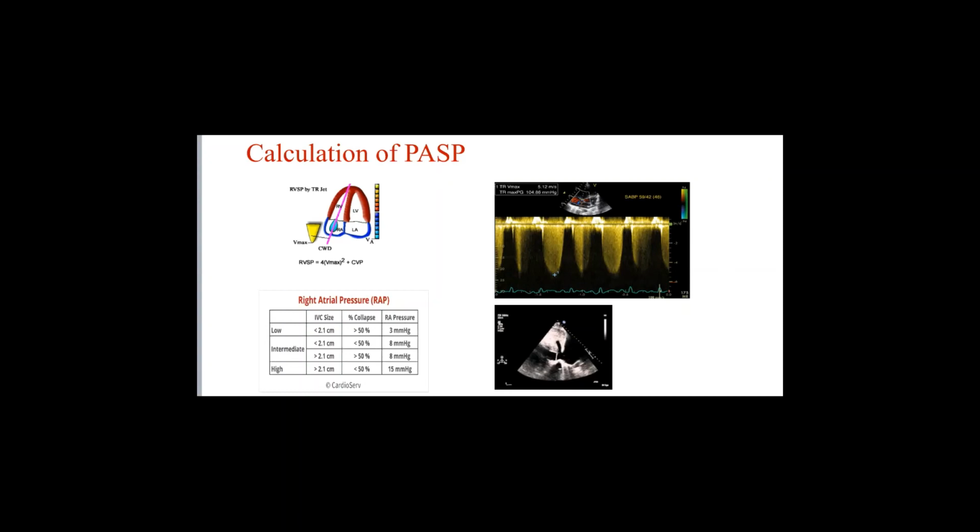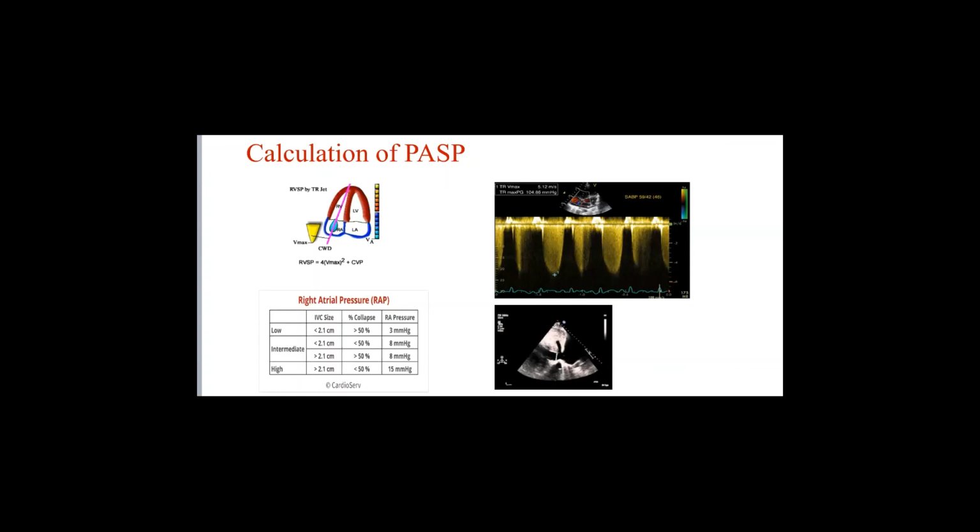The third and important thing: if you have severe TR, are you going to underestimate or overestimate the pulmonary artery systolic pressure? It will underestimate. Why? Because the velocity will decrease so much. Exactly. Because severe TR tends to decrease the velocity. And why does the velocity decrease with severe TR?